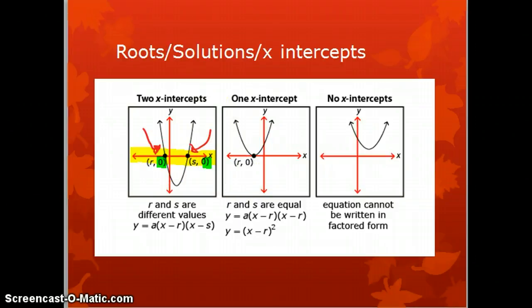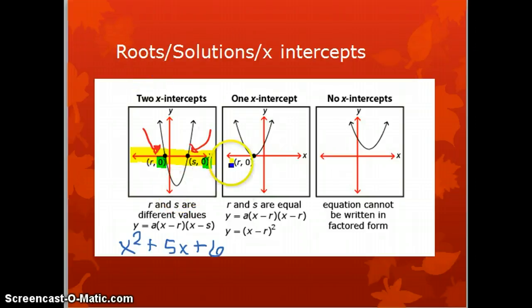So this would be when we are factoring. An example of how this would look would be x squared plus 5x plus 6, where the factors of 6 are 2 and 3. They multiply to 6 and add to 5. That would be an example of this type.